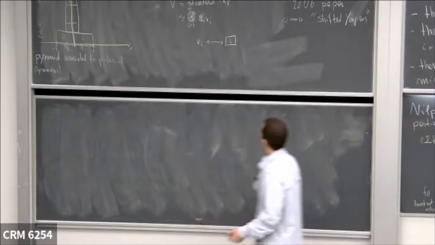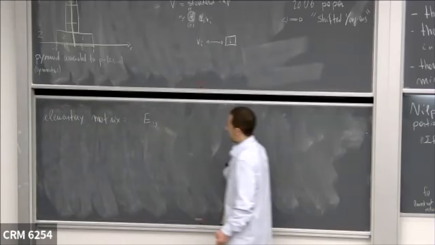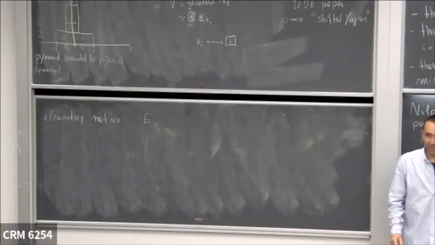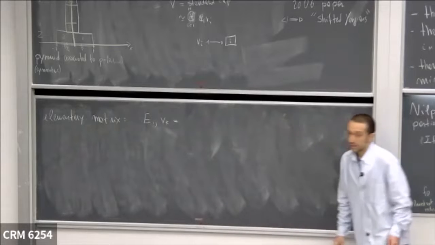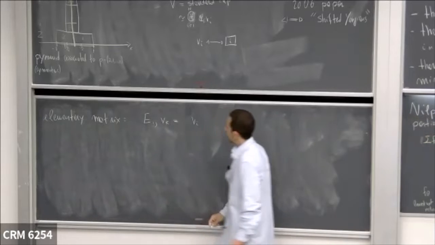So what is an elementary matrix? Yeah, I mean, sorry for this very basic linear algebra. What does this elementary matrix do? It sends v_k to v_i, if k is equal to j.